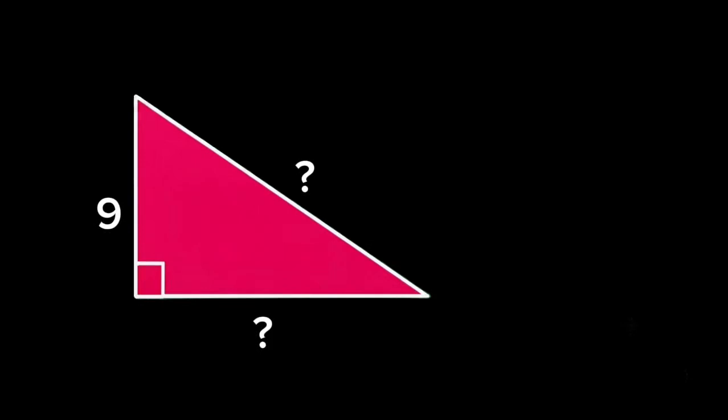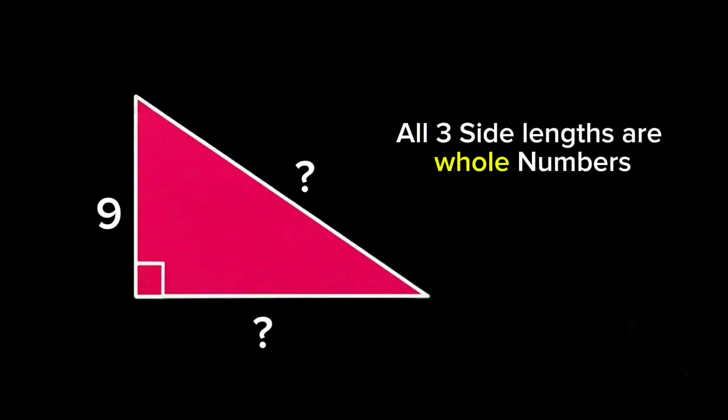Let us solve this interesting right-angled triangle. We are given a right-angled triangle with a vertical side measuring exactly 9 units. The lengths of the other two sides are completely unknown, but there is one important clue. All three side lengths are whole numbers. So, the question is, can we determine the possible perimeter and area of this triangle?